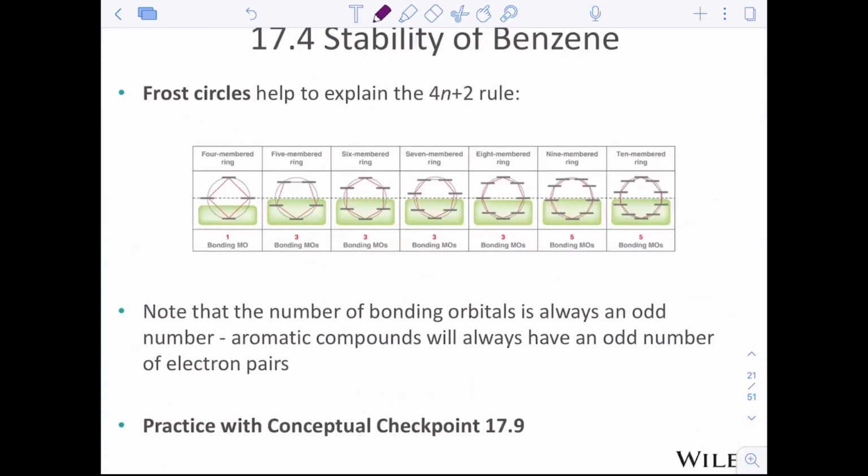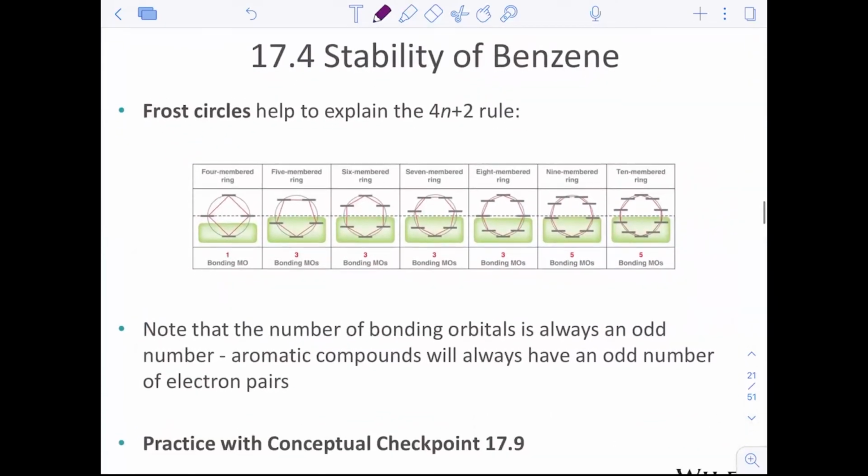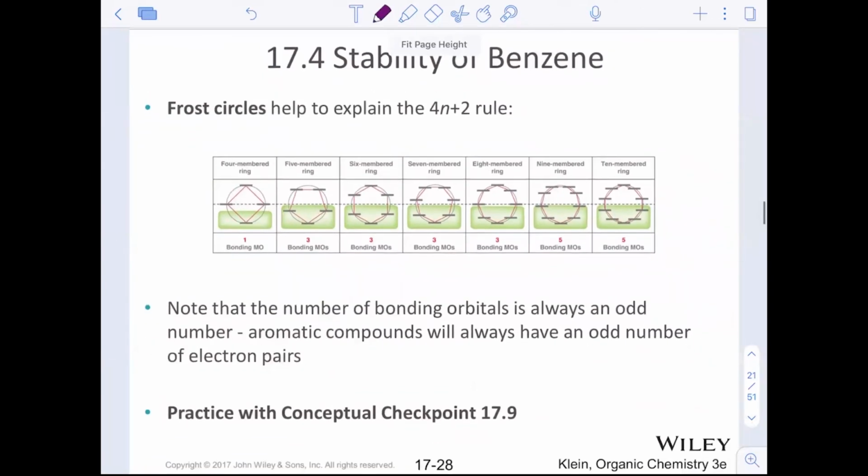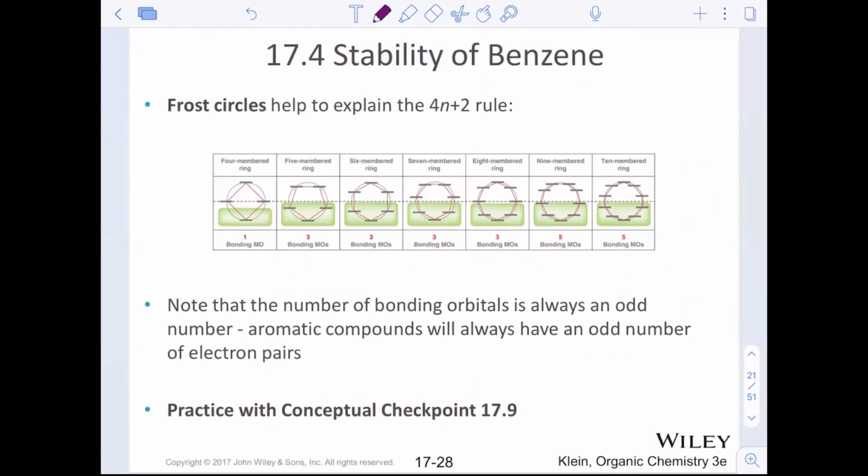Frost circles can help explain the 4n+2 rule because we can quickly and efficiently write out all of our antibonding and bonding orbitals. You can use this as a cheat sheet. The number of bonding orbitals and non-bonding orbitals and antibonding orbitals are listed there, okay? Note that the number of bonding orbitals is always an odd number for aromatic compounds, right? So that's why we want to see those filled, okay?